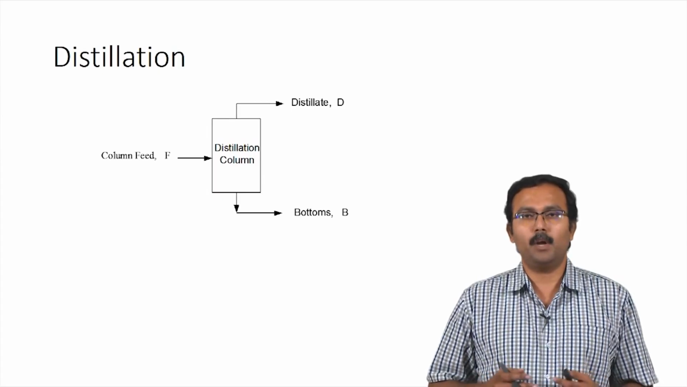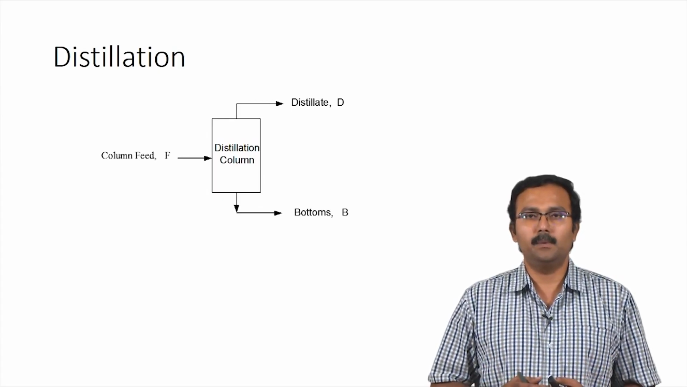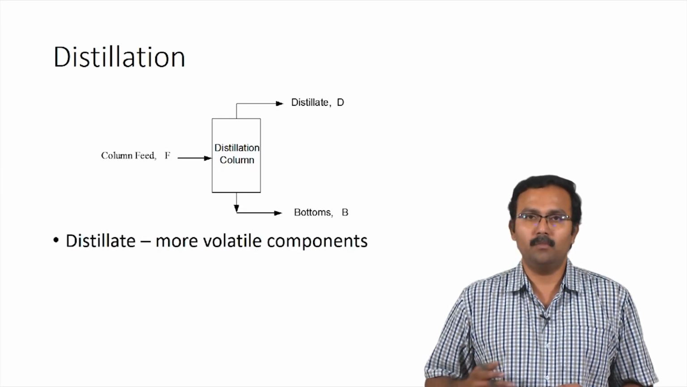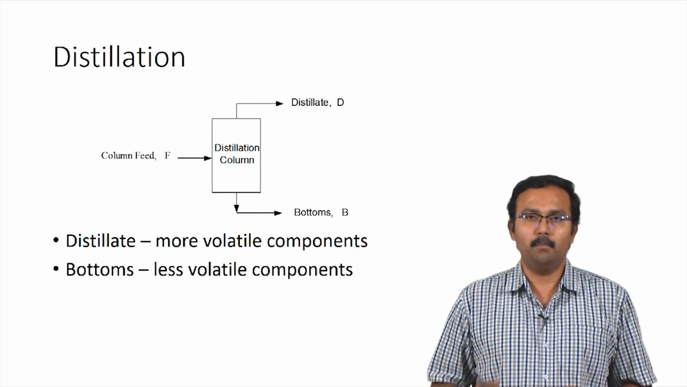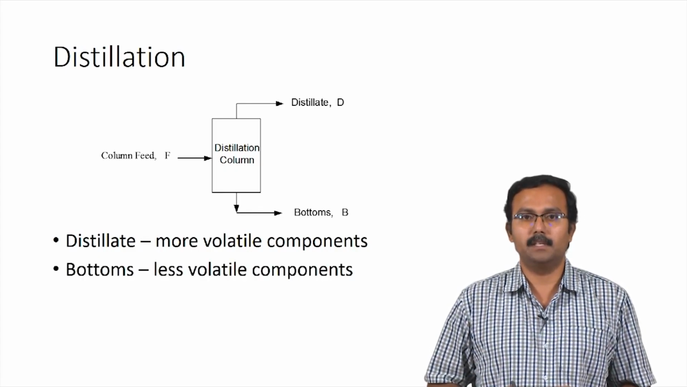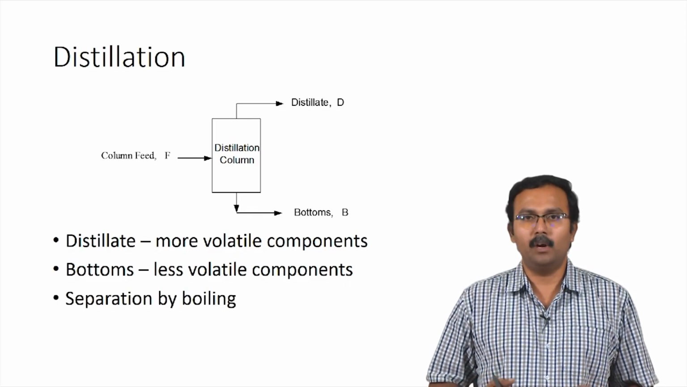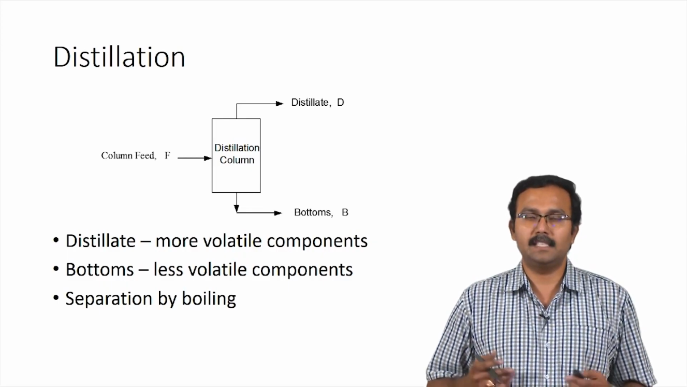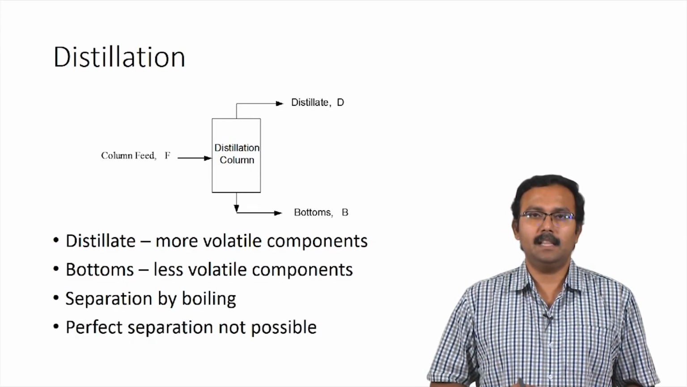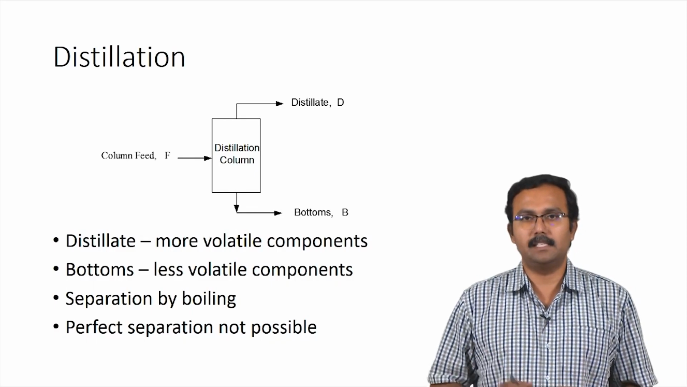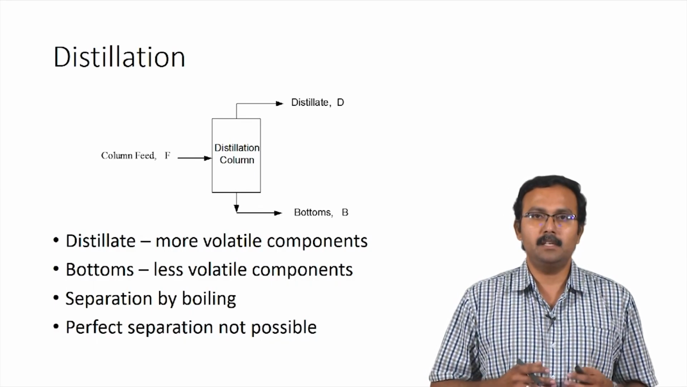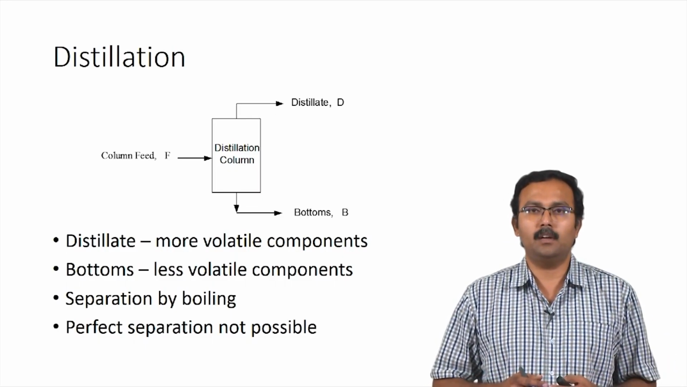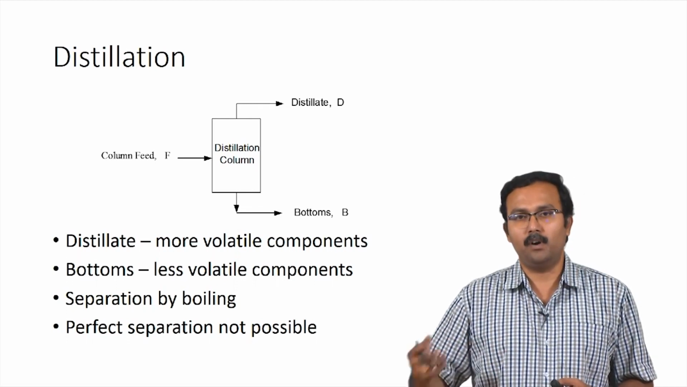A distillation is a process which tries to separate two liquids based on their difference in boiling points. The distillate which comes out contains the more volatile components, and you have the bottoms which contains the less volatile components. The separation is done by boiling. The difference in the boiling point of these materials which are entering is used as the way to separate these two. We need to understand that perfect separation is not possible in distillation. You end up getting a mixture in both the distillate and the bottoms. The accomplishment which you will look for is to get a purer form in your distillate.